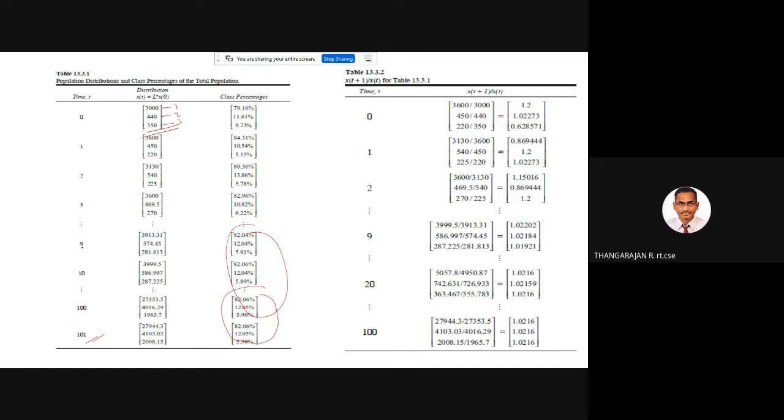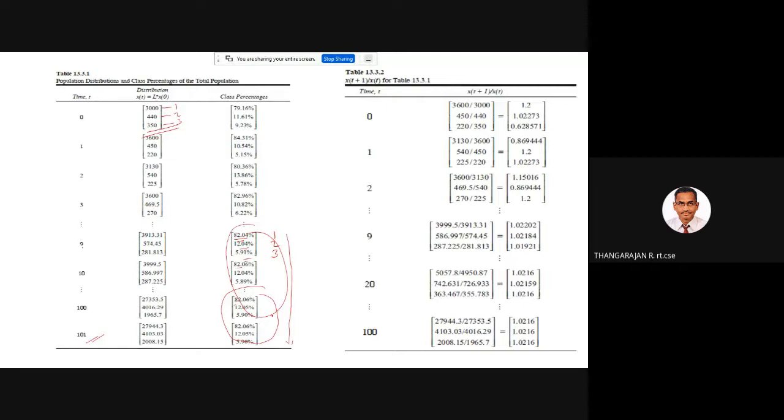after say 9 onwards, you find that this percentage is constant. You see, it's constant. Why is it constant? That means 82% of the birds are 1 year old, 12% of the birds are 2 year old, 5.91% birds are 3 year old. So this remains constant. Even though the number of birds will differ, the ratio of 1 year bird to 2 year old bird to 3 year bird remains constant.